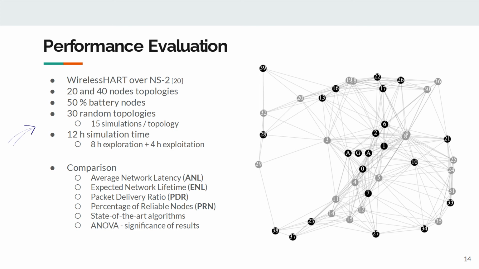Each simulation ran for 12 hours of simulation time, where agents explored the environment in the first 8 hours and exploited for 4 hours. We measured the average latency of the network, the expected network lifetime, the packet delivery ratio, and the graph reliability in the last hour of each simulation. We then compared our approach with state-of-the-art algorithms, and we used analysis of variance to verify if the results are statistically significant. All the details of the methodology are also in the paper.